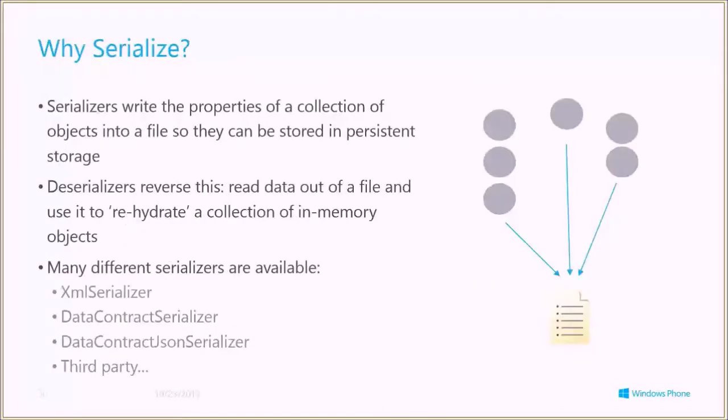So why do we serialize? A serializer object writes the data of a collection in a memory object into XML or JSON or some other format that can be stored in a file, so that when the app starts, it can deserialize that object. There are different types of serializers available. There are the XML serializer and the data contract JSON serializer. There are lots of things available as open source. You can just use that in your applications if you want.